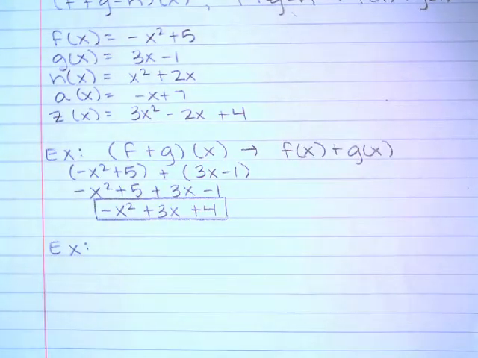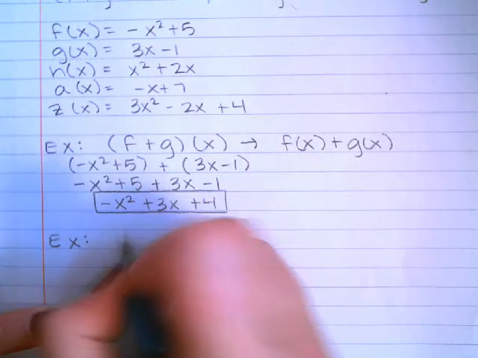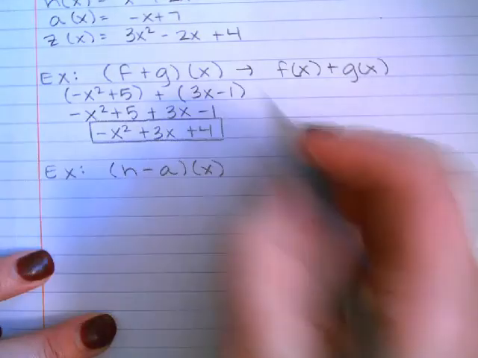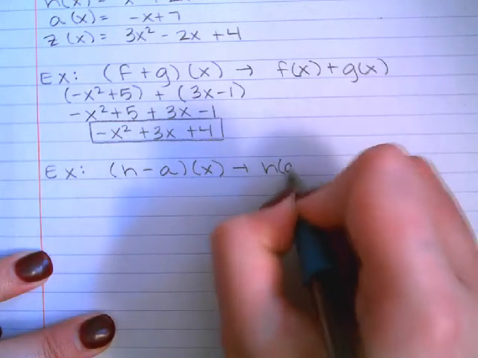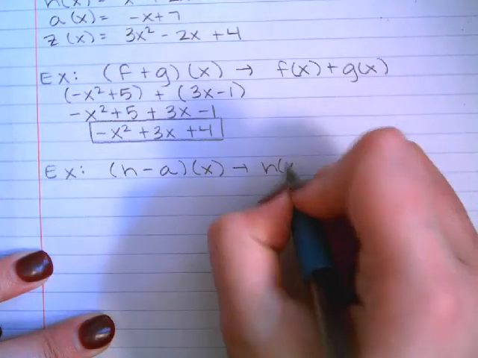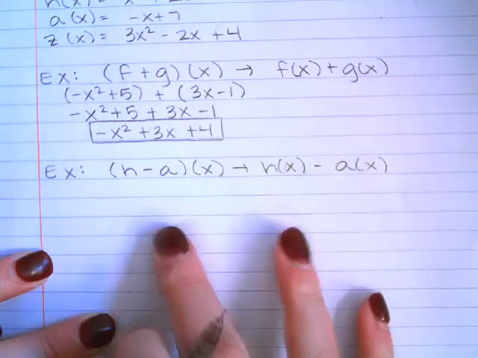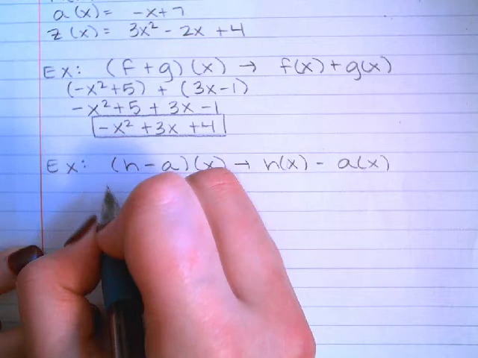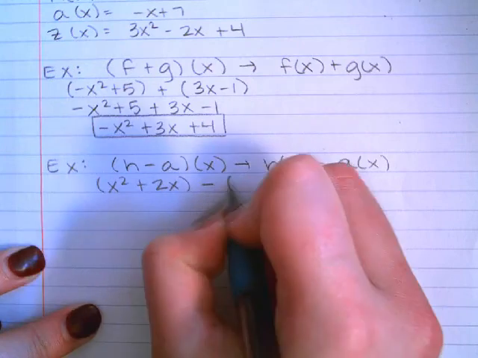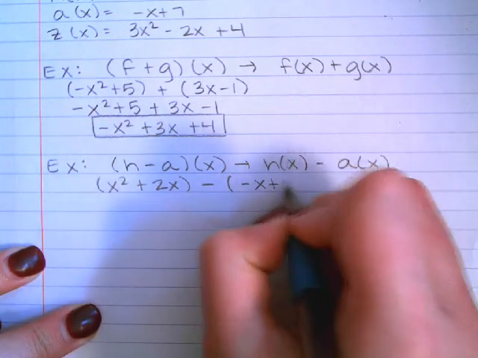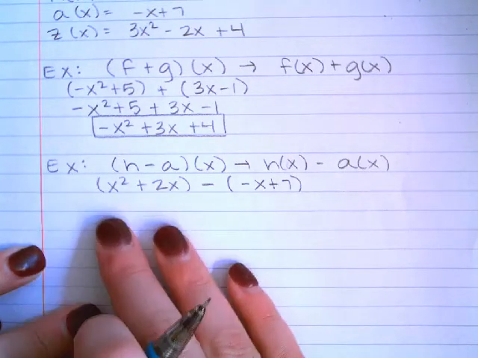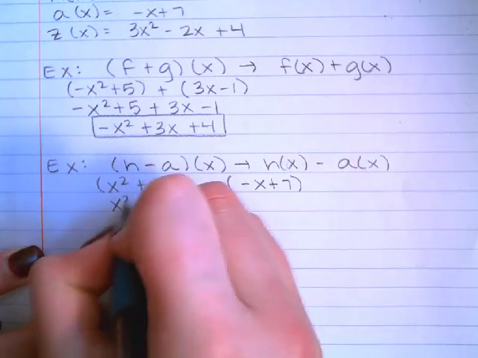All right, for our next problem, we're going to say that we're doing h minus a of x. So that's really just funky notation that means h of x minus a of x. And h of x was x squared plus 2x. And a of x was negative x plus 7. So for the first set of parentheses, there's nothing to distribute. We can just kind of get them out of the parentheses.